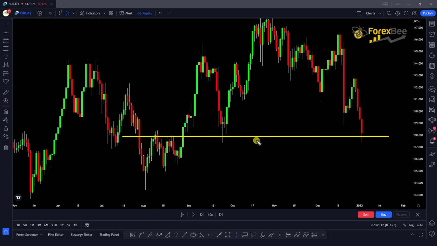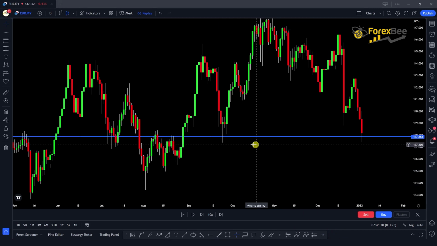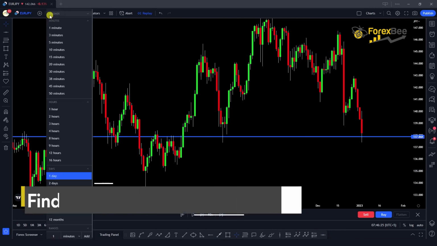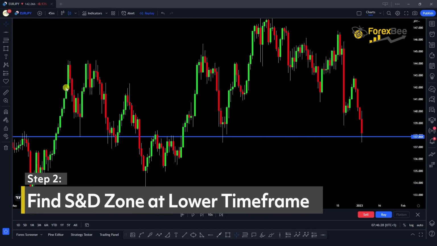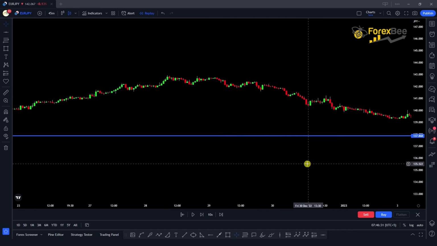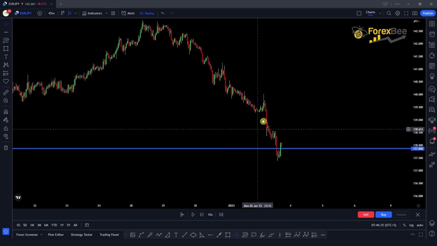So we want to keep this key level in our mind, and I'm going to put a horizontal line in order to use this key level. So we'll put a horizontal line here. And now once we have detected that key level, in step 2, you want to go back to lower time frames. For example, we were at the 45-minute time frame, and now at the 45-minute time frame, what I want to do is look for any supply or demand zone that I can find.